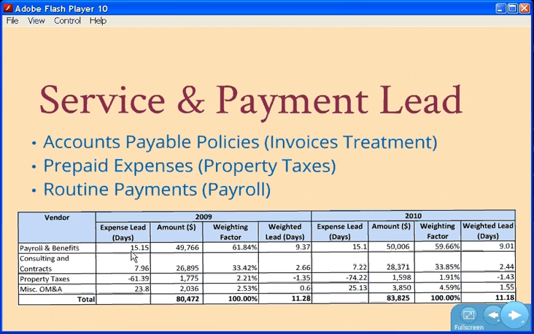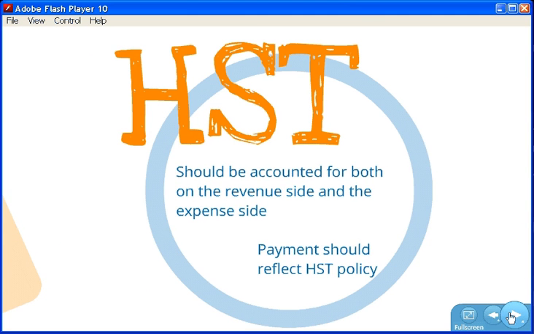In the second example, we look more generally at all the expenses. So in this case, we have the payroll and benefits we just covered, and then other items on expenses. The actual breakdown is open to each utility. It depends on what your accounting system provides. So in this case, again, there's a weighting based on the actual amount. So in this case, compensation should take a larger part of the service and payment leads.